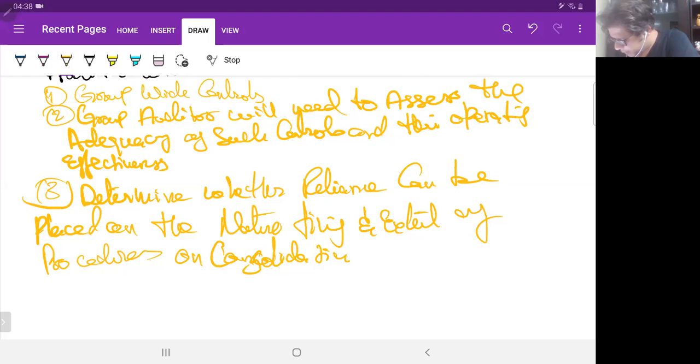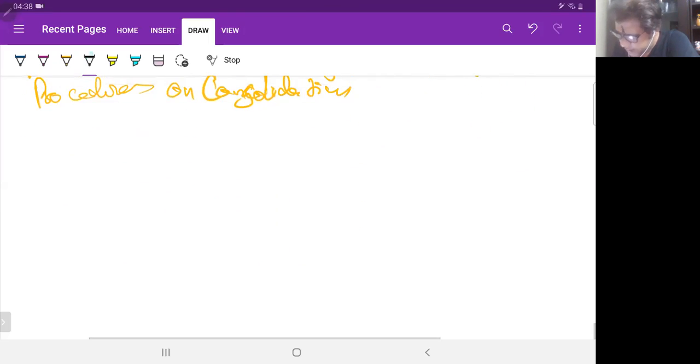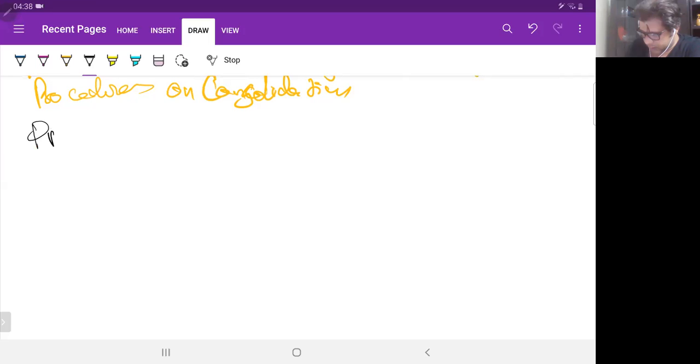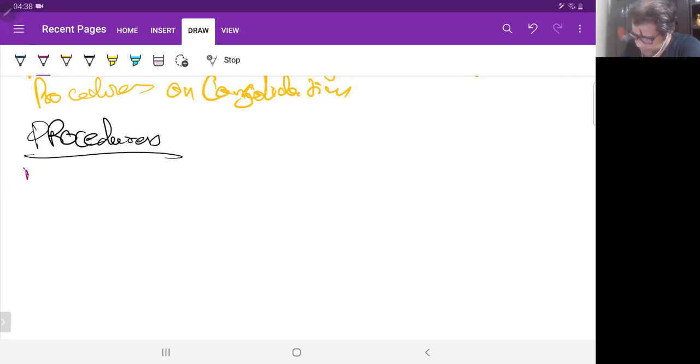Now, lastly, the types of procedures which could be performed on the consolidation include, number one, confirming that figures taken into the consolidation process have been accurately extracted from the financial statements of the components and that all components are included.